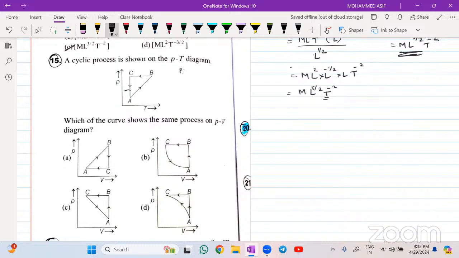I'm using the relation PV divided by T is equals to your constant, because pressure volume relation is asking. So I can write here right now A to B will be what? Isochoric process. Pressure versus temperature because volume is remaining constant. Then same B to C. B to C will be equal to isobaric process. Then C to A. C to A will be equal to isothermal. What is asking? Which of the curve shows the same process on pressure versus of your volume?